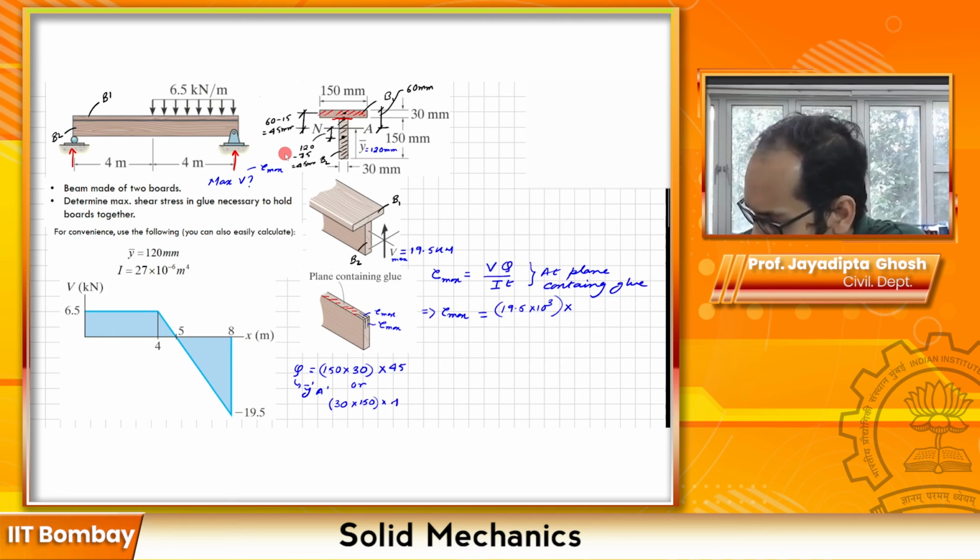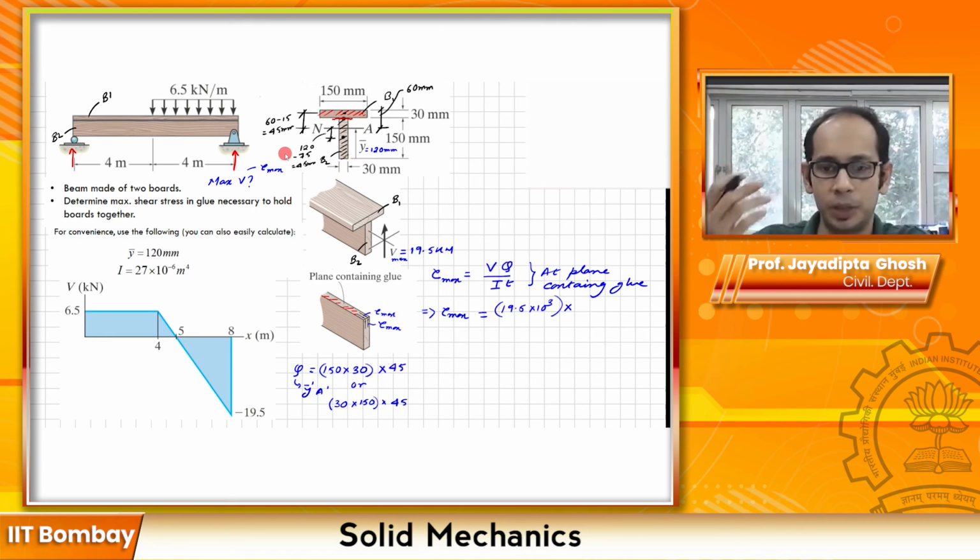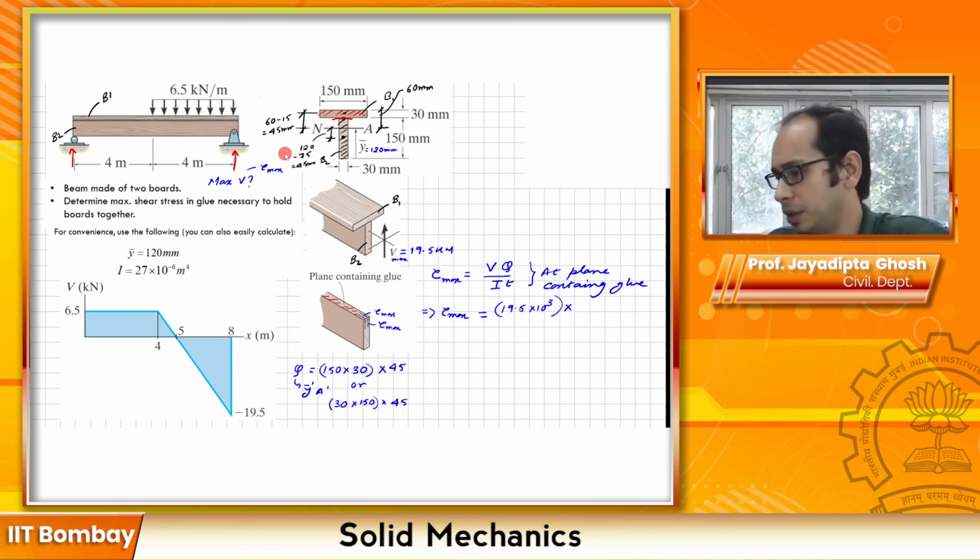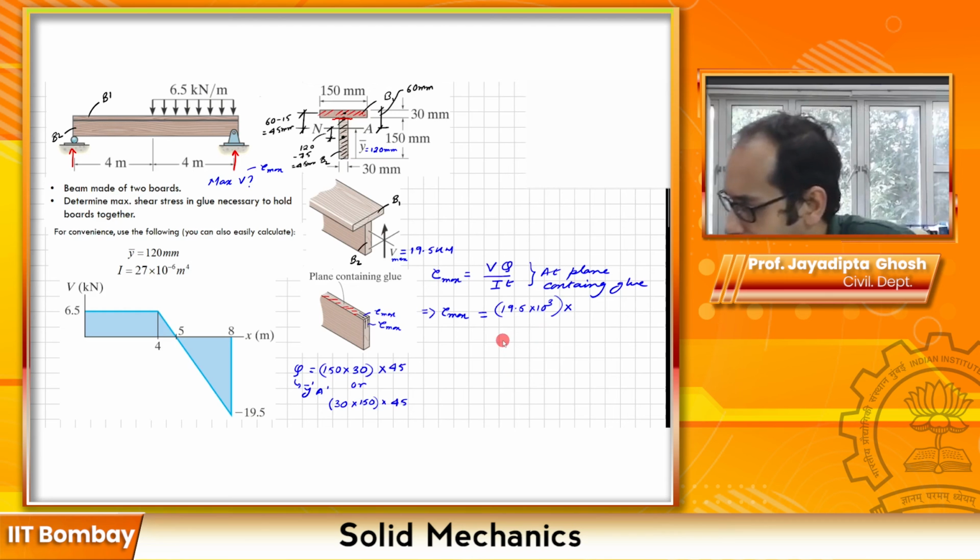So it's the same thing. You get the same thing whether you consider the top part or the bottom part. This is also a proof that eventually you get the same value. Okay, so this is what we have. So let's just go ahead and fill this one as well. So this is 150 times 30 times 45.